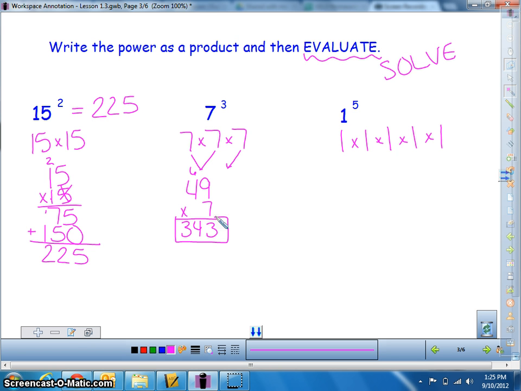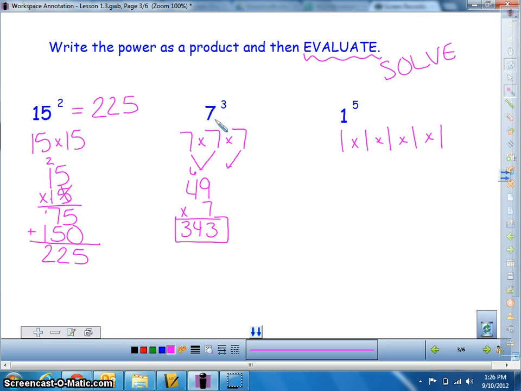So you can see 7 times 7 times 7 is equal to 343, and yet 7 times 3 is only 21. You can see there's a big difference. We need to make sure we're not making that mistake thinking that it's 7 times 3. Our answer needs to be 7 times 7 times 7, which would then equal 343. And last but not least, we have 1 to the 5th power.